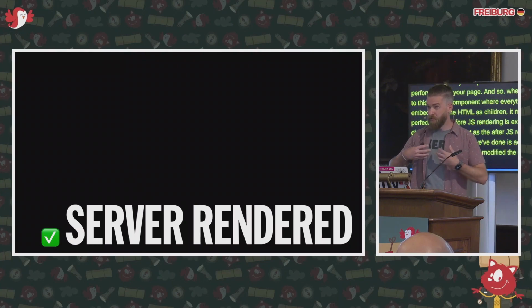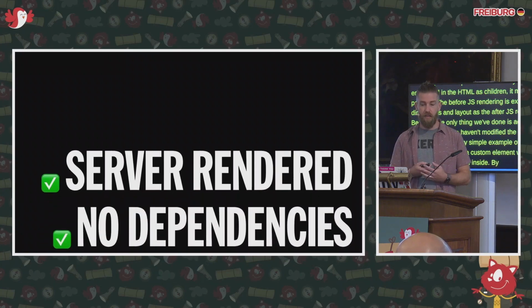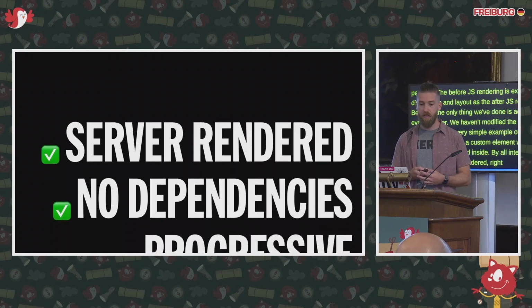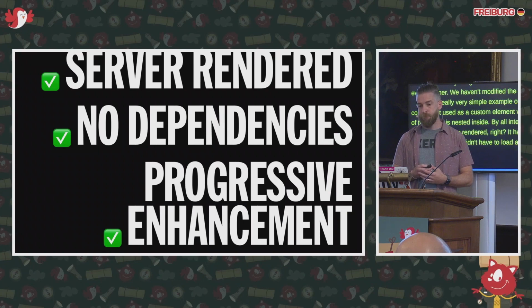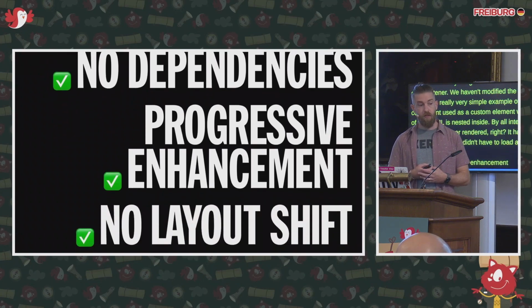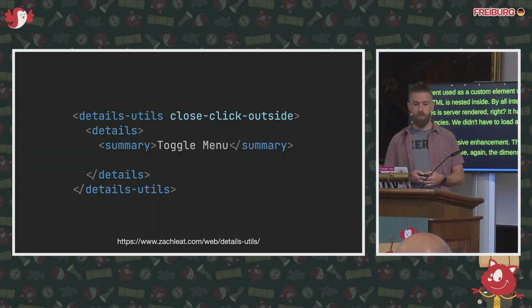So this very simple example of a web component that uses a custom element, where all the HTML is nested inside, is by all intents and purposes server rendered, right? It has zero dependencies. We didn't have to load any library code for this. It uses progressive enhancement. There's no layout shift, because, again, the dimensions of the component before and after JavaScript match.